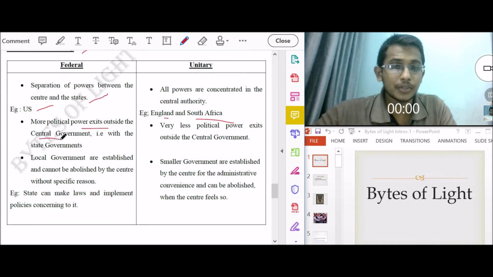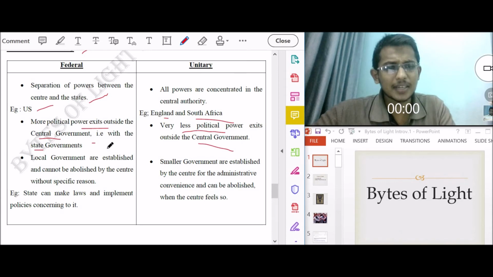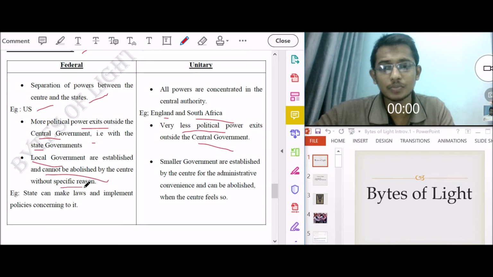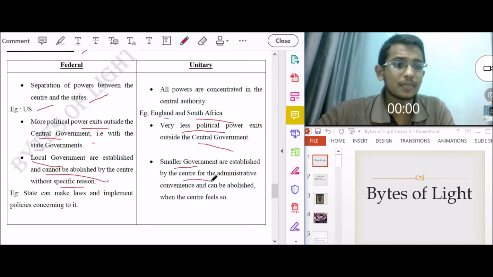Than when compared to the unitary constitution, that is, with the state governments. But in case of a unitary constitution, very little political power is there with the outside government and more exists with the central. In case of a federal constitution, the local governments are established and cannot be abolished by the center without a specific reason. But in case of the unitary constitution, smaller governments are established by the center purely for administrative purpose.